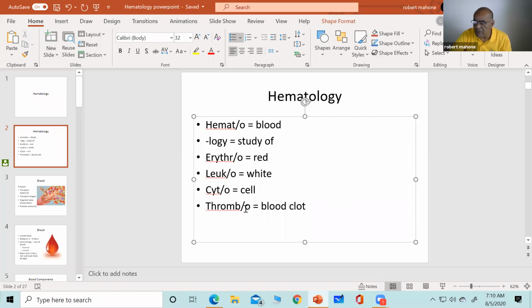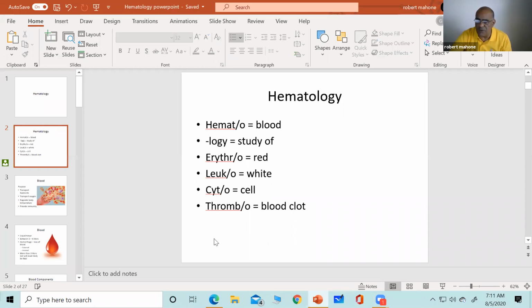cells. Now, thrombo means blood clot, hence the term thrombocyte, your clotting cells. So that gives us the ability to now name the cells in our blood: erythrocytes, leukocytes, and thrombocytes. Okay, so those word parts are important for us today, and we will be adding some as we go.